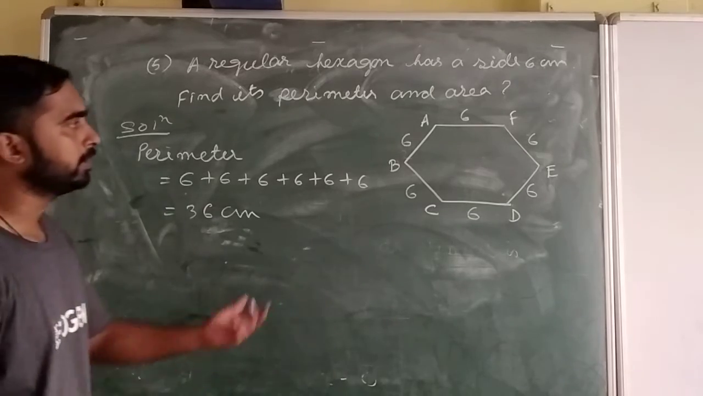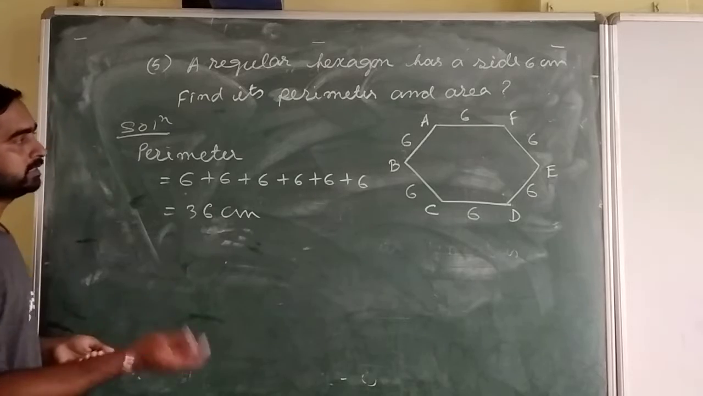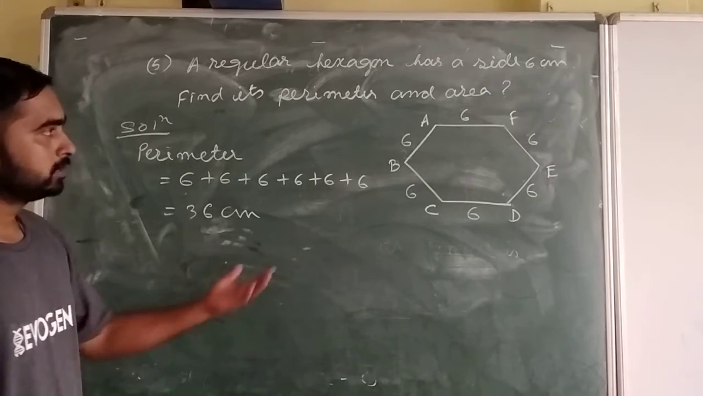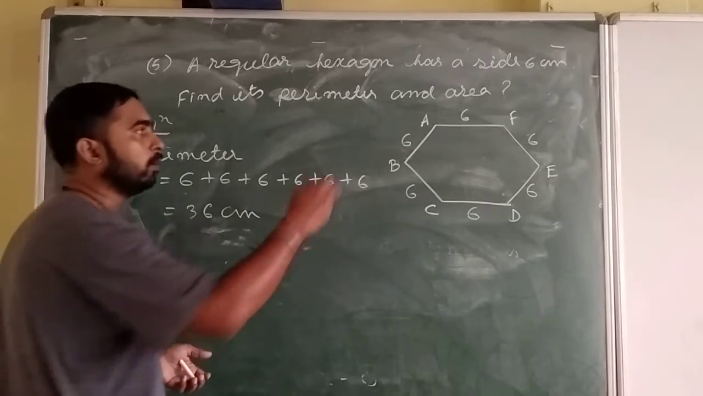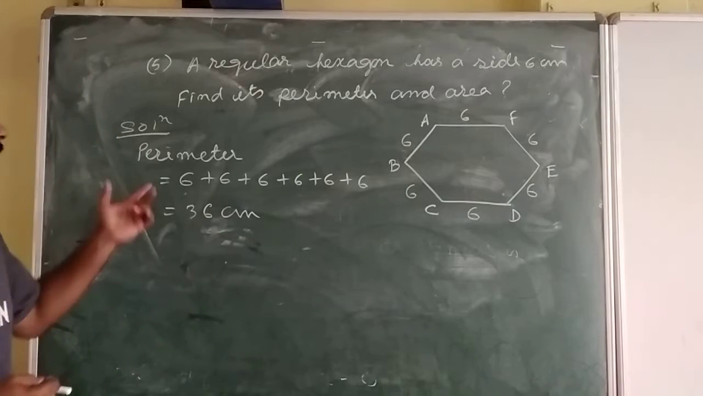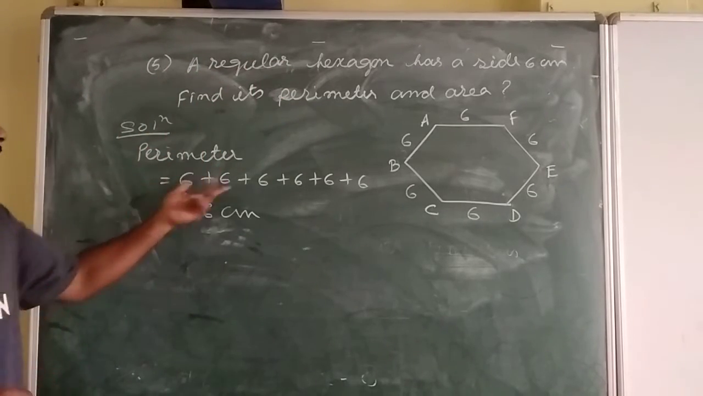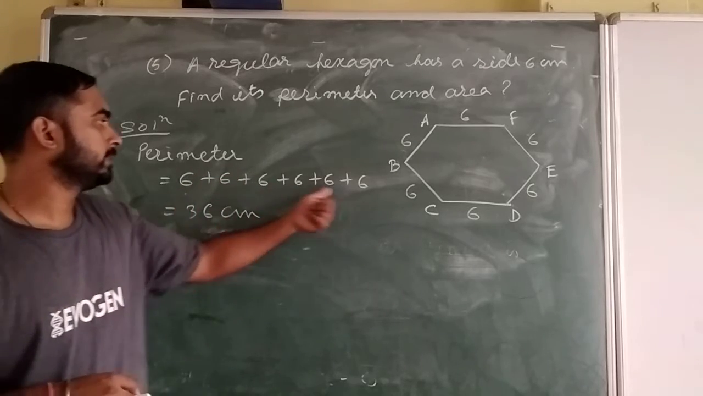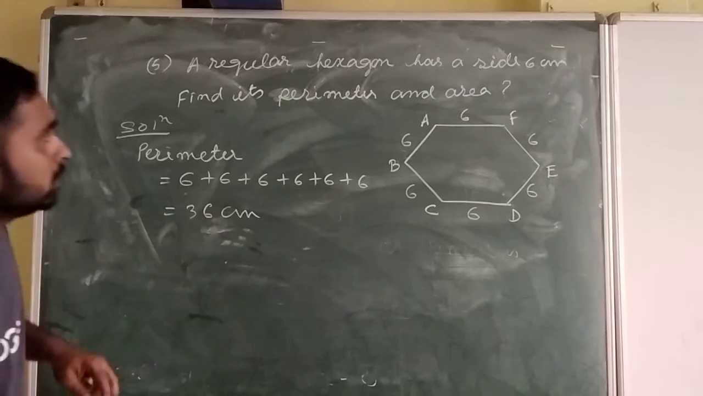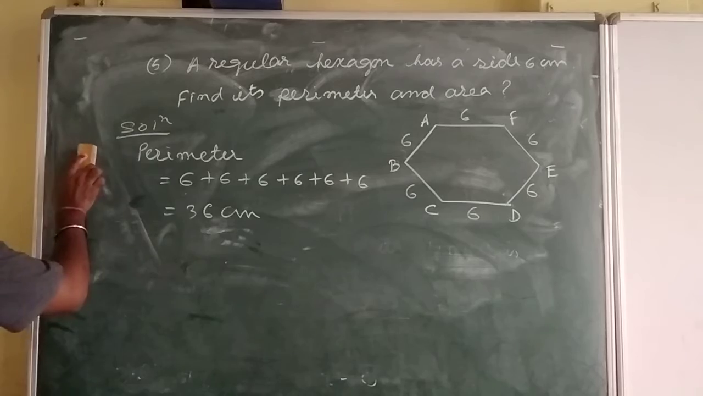In any diagram, if we add all the sides, that is the perimeter of the diagram. It doesn't matter whether it is a regular hexagon, a square or a pentagon. If all the sides are given, then adding them will give the perimeter of the given diagram. Here it is a regular hexagon, so all the sides are 6 cm each, and the perimeter equals 36 cm. Now the second part is to find the area. It's also simple.